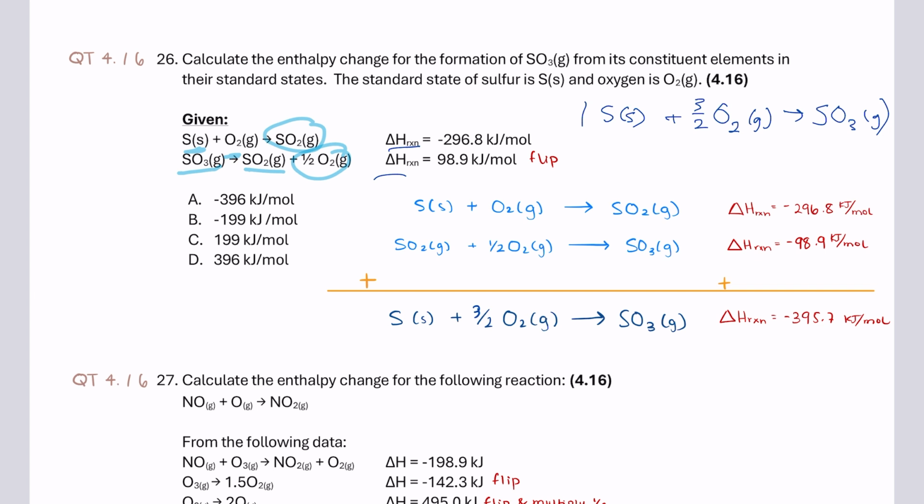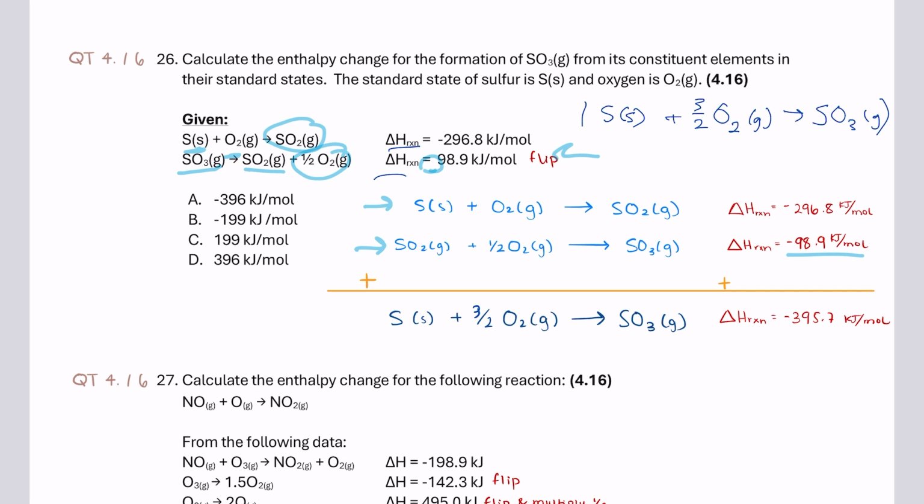Since our goal is to form sulfur trioxide gas as a product, we're going to need to reverse the second reaction. So we keep the first reaction as is, but we reverse this second reaction. And when we do that, we need to change the sign for delta H. For the initial reaction, it was positive 98.9 kilojoules per mole. Since we reversed the reaction, it is now negative 98.9 kilojoules per mole. Now we can add both reactions together.